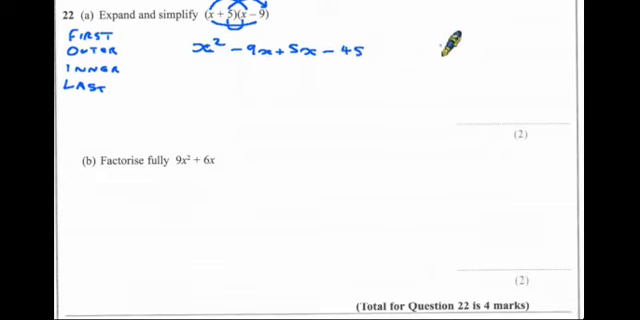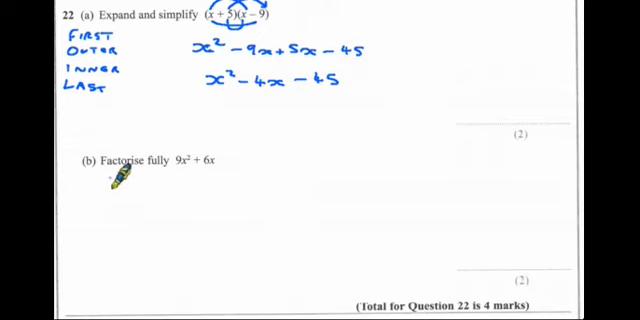The second stage is then to simplify, which we do by collecting like terms. So we have just the x squared to start with, but we have minus 9x plus 5x. Minus 9 plus 5 is minus 4x, and on the end minus 45. There we are, expanded and simplified.